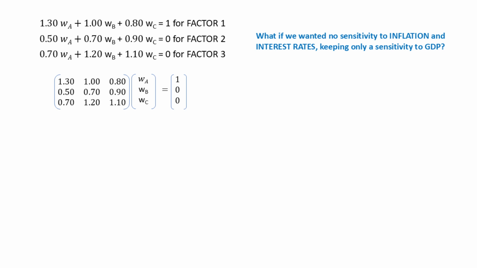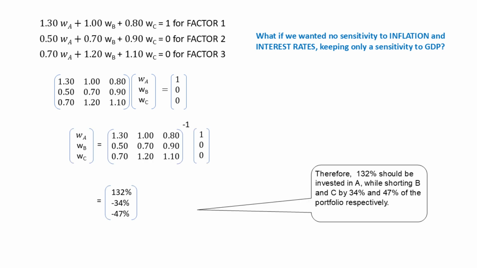So again, the solution is exactly like what we did a while ago. Simply get the inverse of the matrix, and the answer is 132% invested in A and short your positions in B and C by 34% and 47% respectively. So that's how it's done. It's very simple actually to do it.